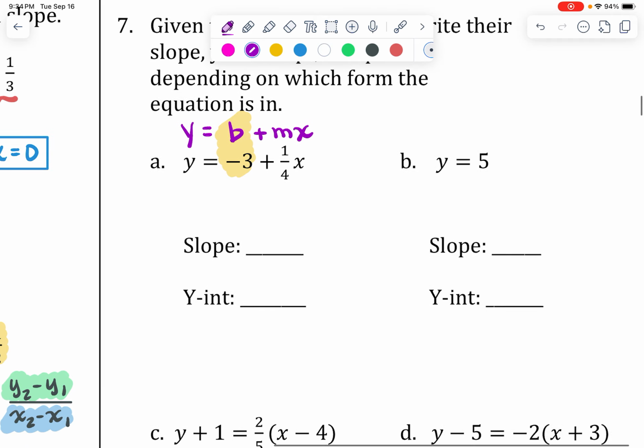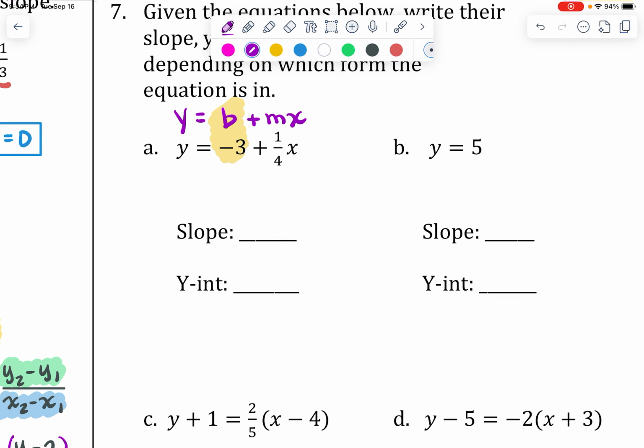Please, for goodness sakes, I've said it 500 times, do not just write -3 for the y-intercept. I'm going to count it half wrong because you're missing half of the answer. Any intercept, it doesn't matter if it's an x-intercept or a y-intercept, is a point on the line. So your answer needs to be a point. 0, -3 is the y-intercept. And then, of course, the slope is the number in front of the x when it's in slope-intercept form, so +1/4.